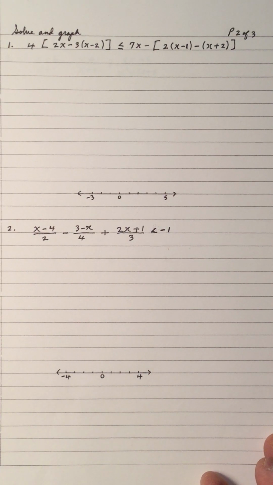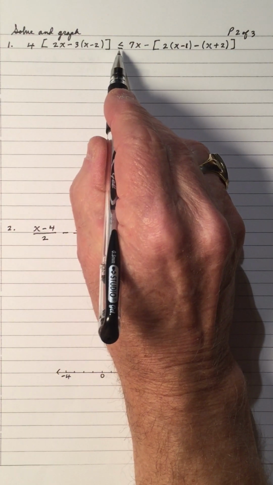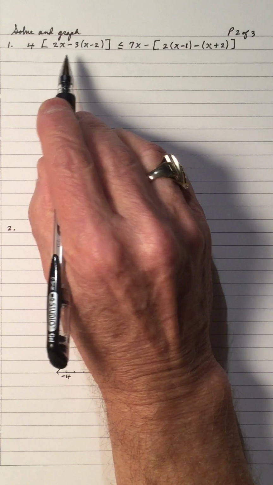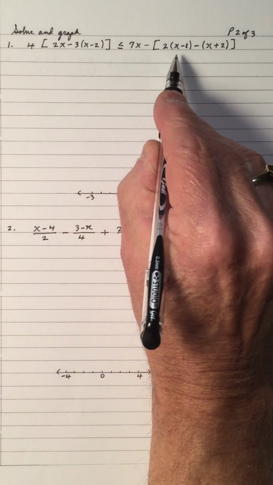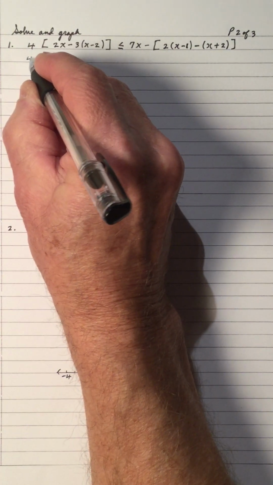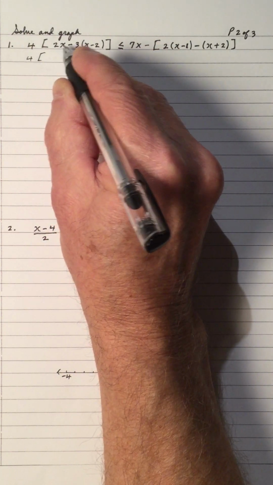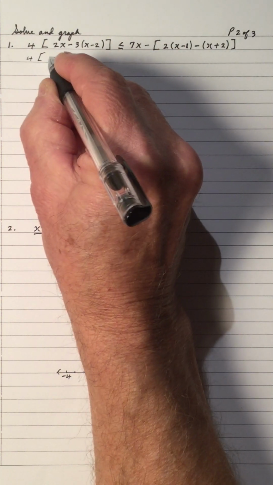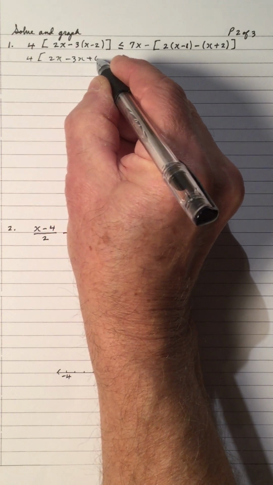Solve and graph. We have an inequality here which is less than or equal to. So I'm going to take this inequality and simplify it. I will obey PEMDAS in that I will work the inside of the brackets first. Inside the brackets I have 2x subtract 3 times. I'll do the multiplication first. Negative 3x plus 6.